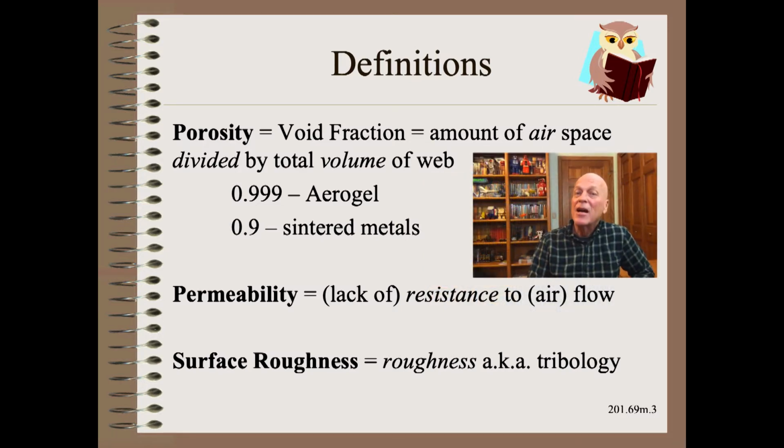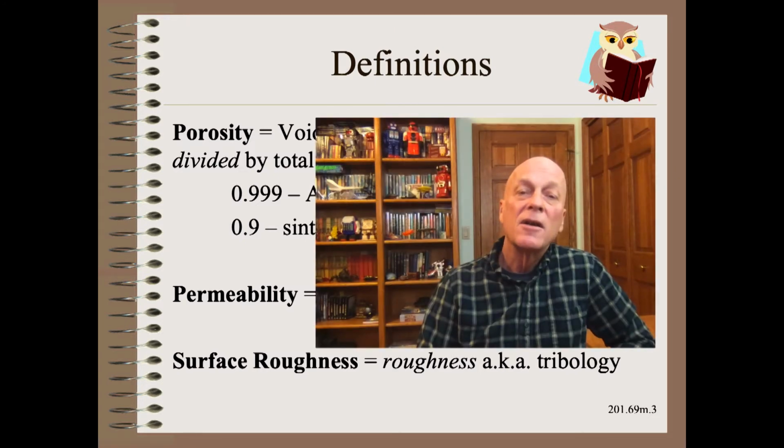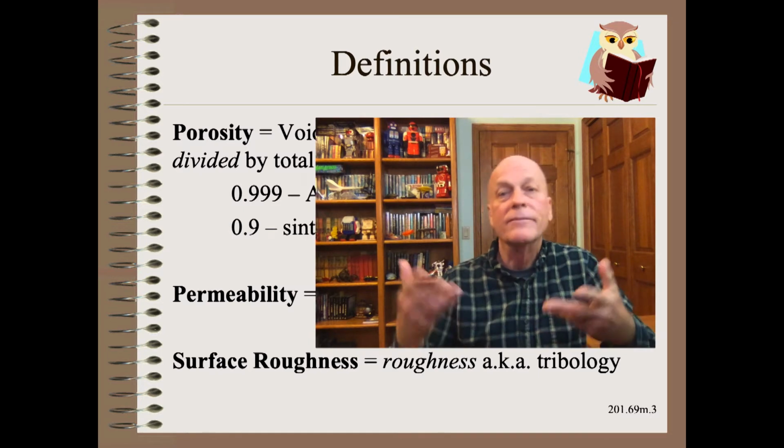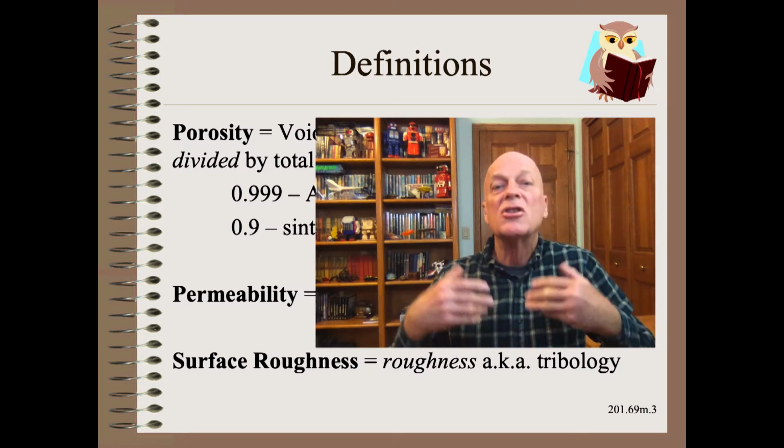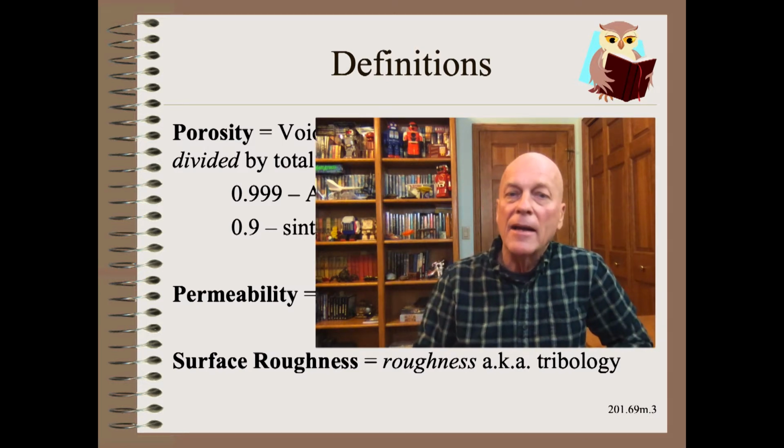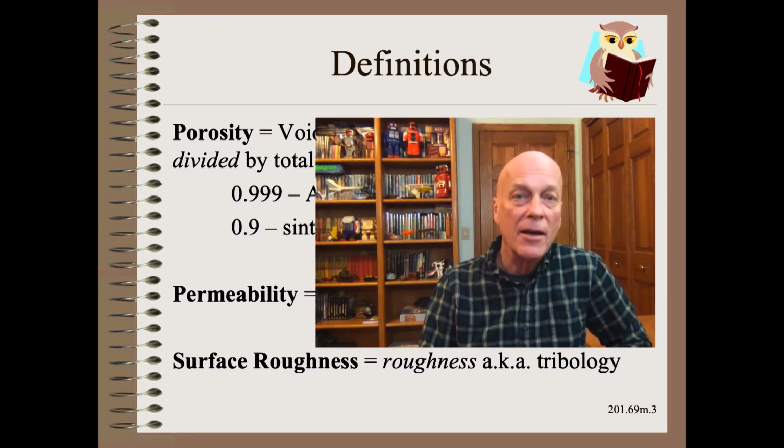Permeability is the lack of resistance to fluid flow. Permeability would be important for products such as filter materials, as well as many others. Surface roughness is, well, roughness. However, scientists call this tribology. Tribology is super important for web handling and friction. That would include, of course, most of web handling and winding.